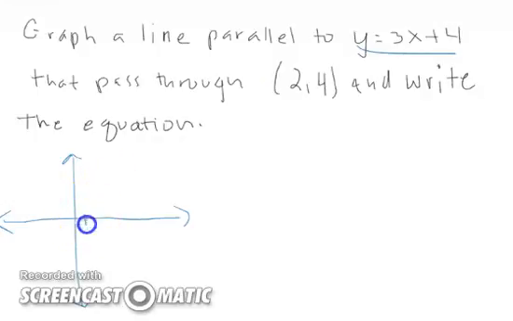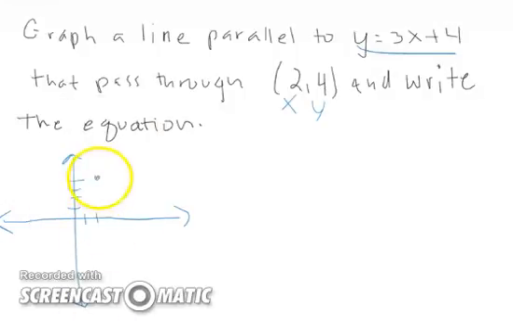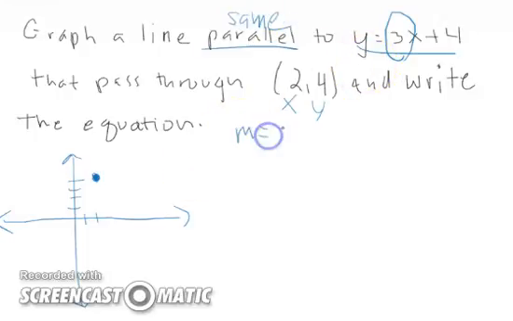We've got 2 on the x, so we always graph the x part first, then the y. 1, 2, 3, 4. So (2, 4). There's my point right there. Then my slope is given to me right here, and if it's parallel, I want the same slope. So we're going to use m equals 3 over 1.